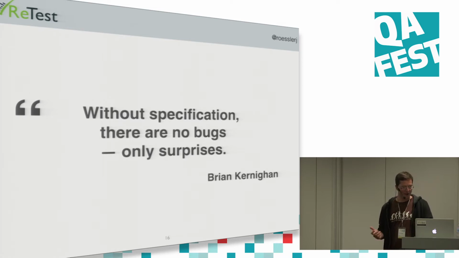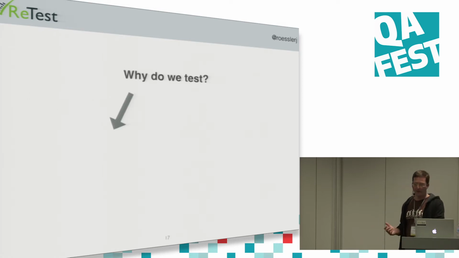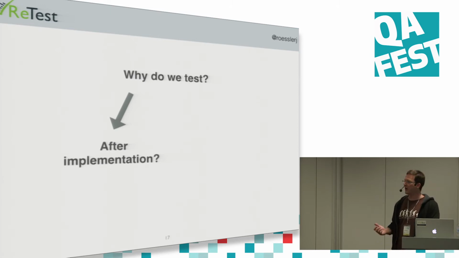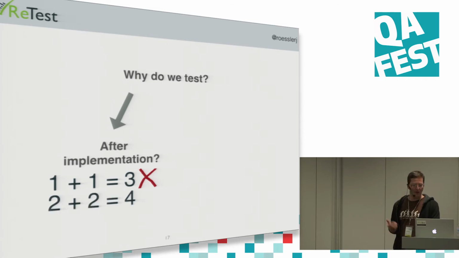Okay, so again, why do we test? After an implementation, when we have a specification, we test to find bugs. So if you, for instance, implement a calculator and you say 1 + 1 is 3, your calculator does that, then obviously this is a bug. It's wrong. And if your calculator goes 2 + 2 is 4, this is correct.